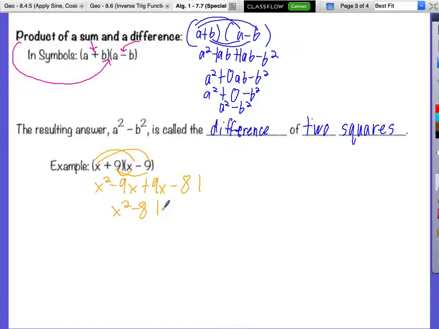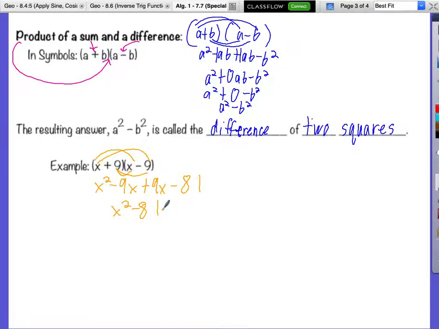So when we have these difference of 2 squares, we'll get it from having the same parentheses but different signs.